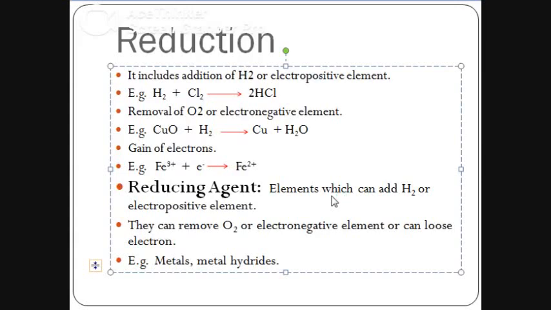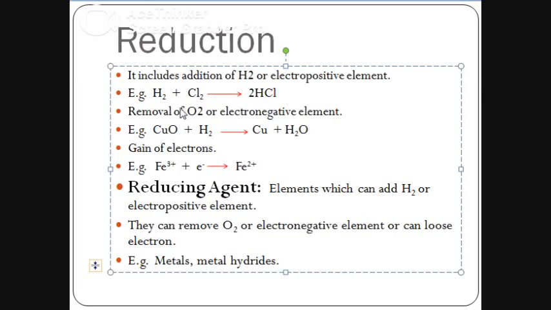Reduction. Reduction includes addition of hydrogen or electropositive element. That is, hydrogen is added to chlorine to form hydrochloric acid or hydrogen chloride. Here hydrogen is considered electropositive in nature as compared to chlorine on the basis of reactivity, as hydrogen is less reactive as compared to chlorine.